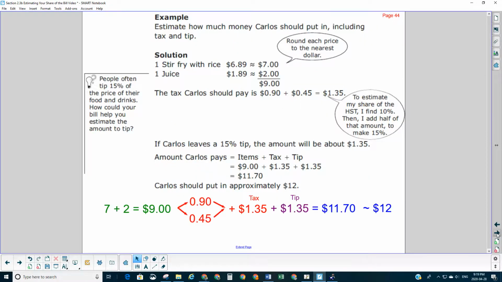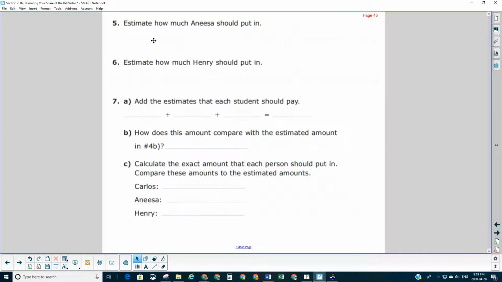So if we go back here, Anissa is going to be about $5 plus $2 is about $7. Definitely less than what Carlos had, and definitely a lot less than what Henry had. Let's calculate our tax and our tip. So remember, it's 15%. We're going to do 10% and 5%.